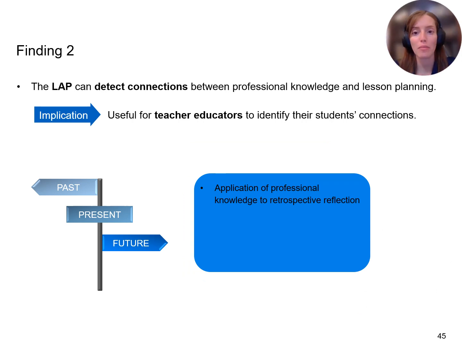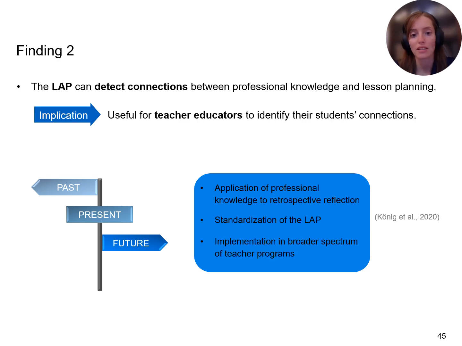Further research may benefit from assessing the application of professional knowledge to retrospective reflection by designing reflection questions or prompts that mirror the design of the lab tasks. In addition, further research may consider transforming the lab into a standardized test. One potential starting point could be to replace the video clips of instruction of the observer tool with excerpts from lesson plans. Finally, further research may examine the use of the lab in a broader spectrum of preparation programs to further develop this tool and to provide further and more differentiated recommendations for practice.